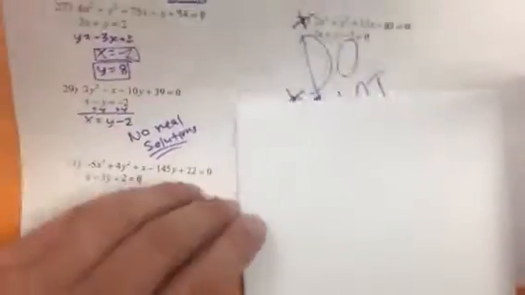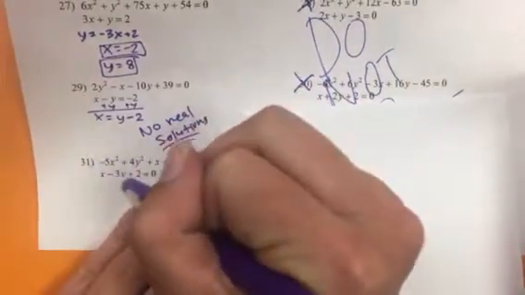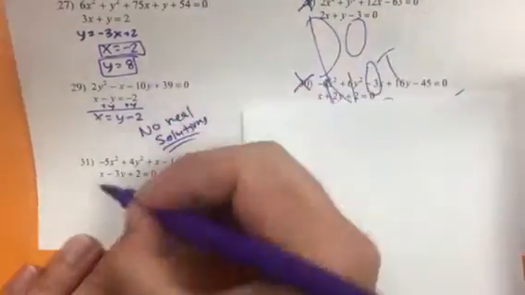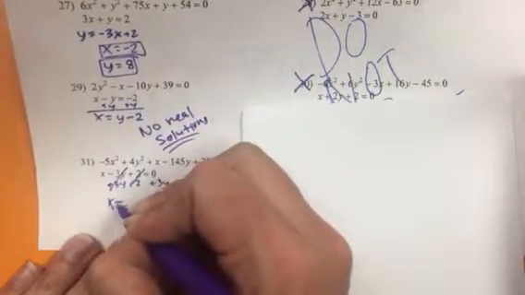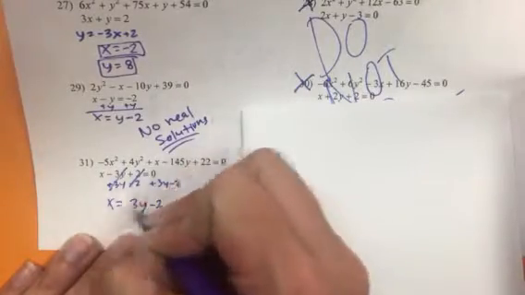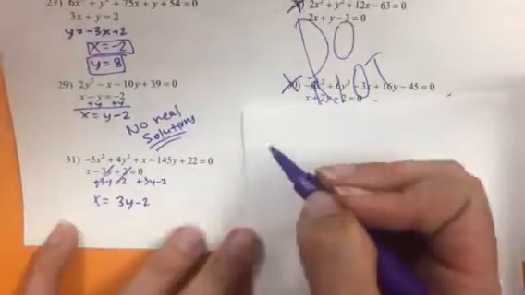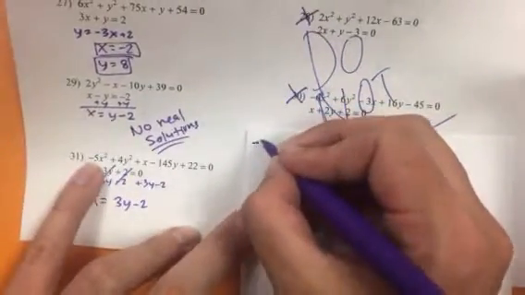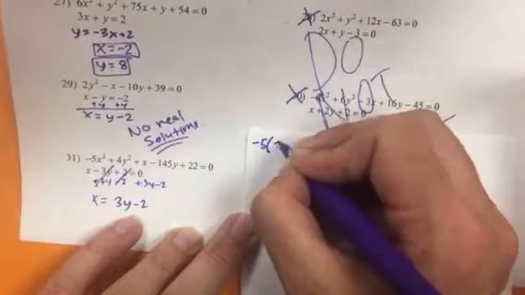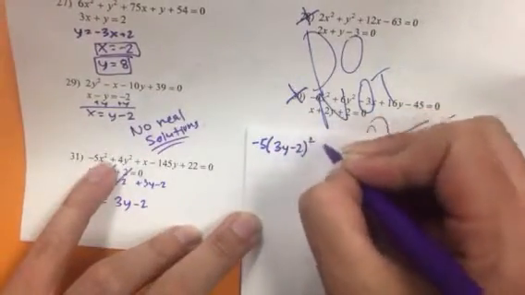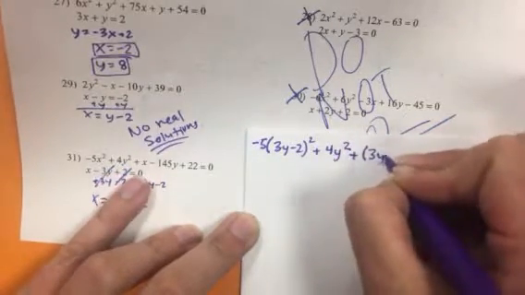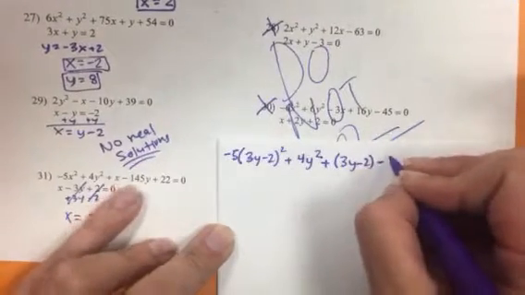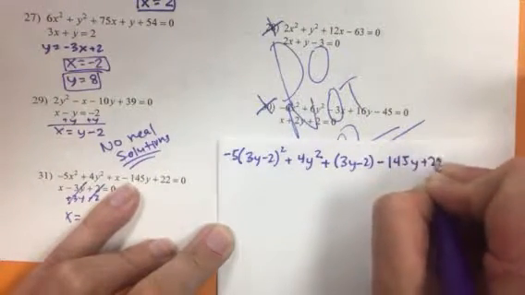All right, 31 is our last one. All right, we have x is by itself, so I'm going to get it alone. Add the 3y minus the 2. X equals 3y minus 2. I'm going to plug that in for every x in my equation. Negative 5. There's an x, so I plug it in. Squared plus 4y squared plus 3y minus 2. I plug in for the x. Minus 145y plus 22 equals 0.